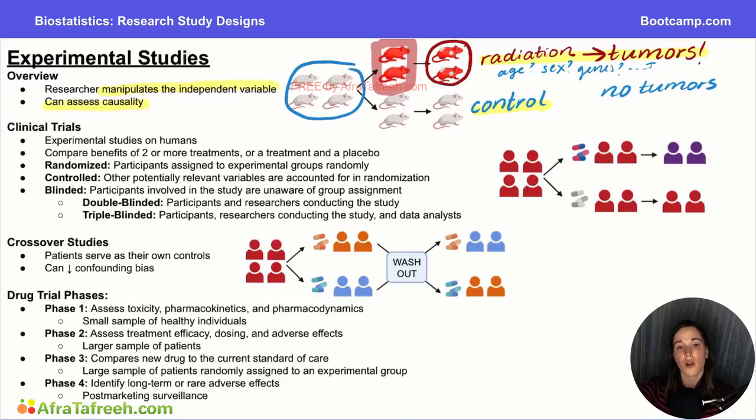And what controlling for all of those other variables does is it allows us to be more certain that the only difference between those two groups is the fact that one is receiving radiation and the other is not. Therefore, if we see a difference in outcomes, for example, if one group is developing tumors and the other is not, the reason must be because of the exposure. So the reason that experimental studies can assess causality is that the researcher has a lot more control over all of the other variables compared to an observational study.